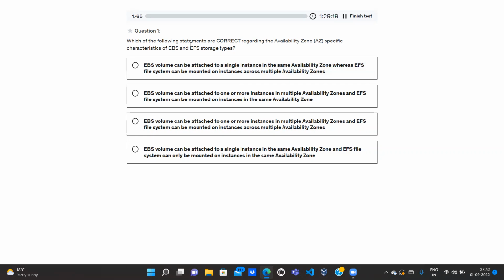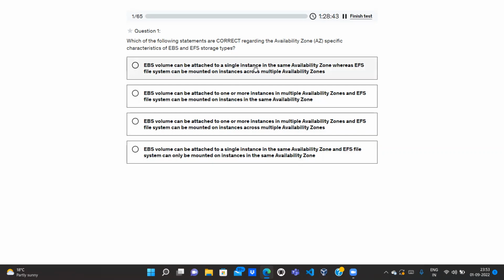So question number one: which of the following statements are correct regarding the availability zone specific characteristics of EBS and EFS storage types? Okay. So an EBS volume can be attached to a single instance. Definitely correct, because an EBS volume we can't attach to multiple instances. We already showed this in practical in one of my videos. So let's eliminate. EBS volume can be attached to one or more instances, so this third is wrong. So second and third are wrong. So only the first and the fourth could be the option.